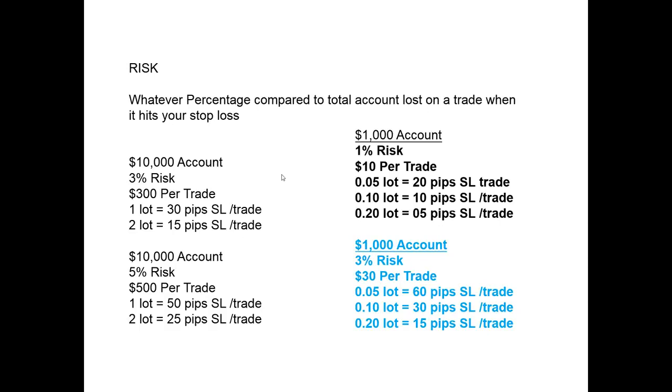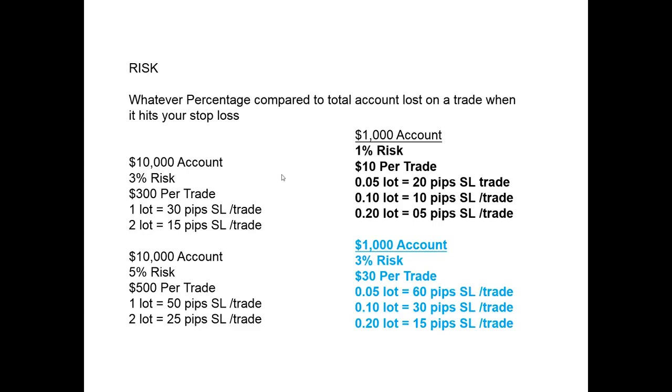Now going to a little bit smaller accounts, a $1,000 account, if you do 1% risk, that's $10, right? 1% of $1,000 is $10. If you risk $10 per trade and do a 0.05 lot, you're going to be able to have a 20 pip stop loss. If you do a mini lot, 0.10, you're only going to be able to have a 10 pip stop loss. That's 1% risk, guys.